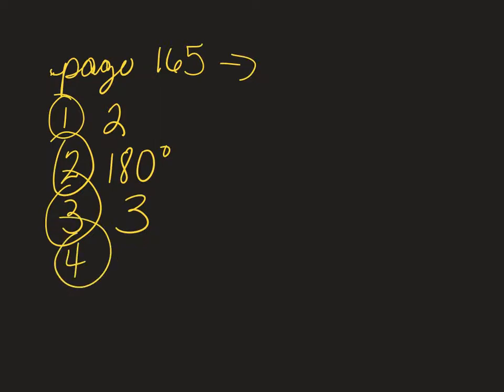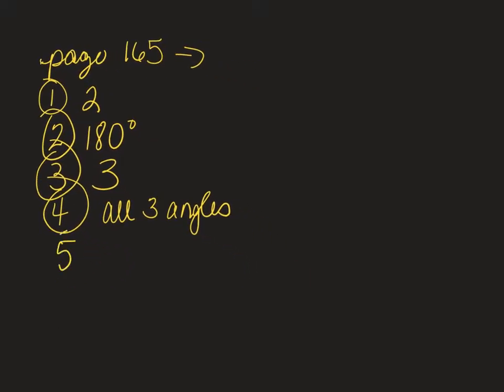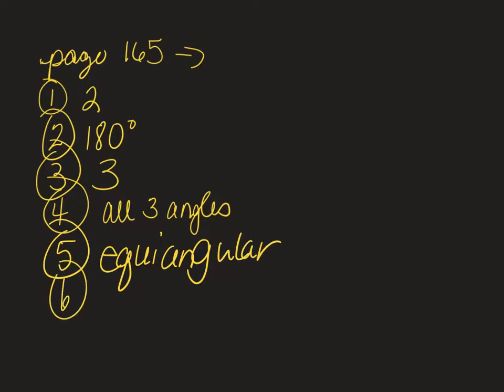Number 4, what is equal in an equiangular triangle? The angles. All 3 angles. Very good. Number 5. What is the name for a triangle with 3 equal angles? Equilateral or something like that. Equiangular. Equiangular. Okay? Now, I'm a math person.